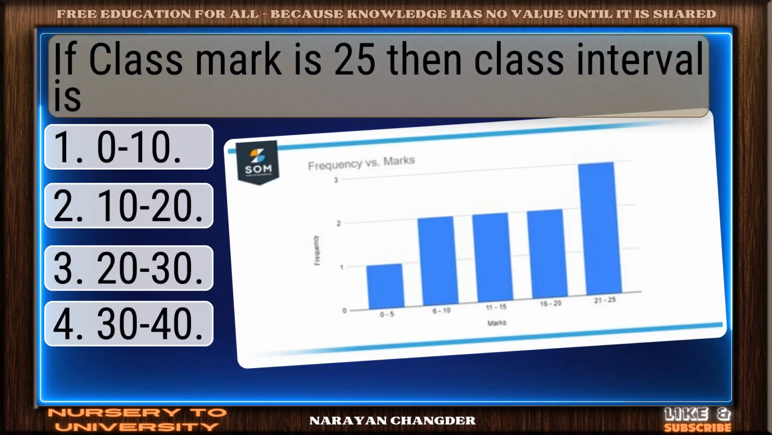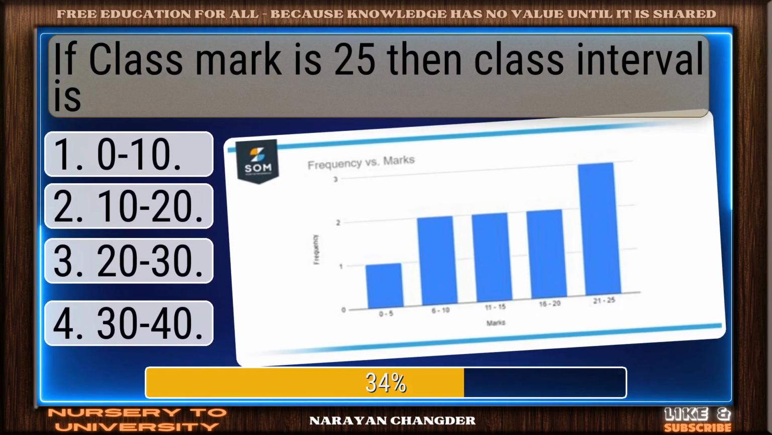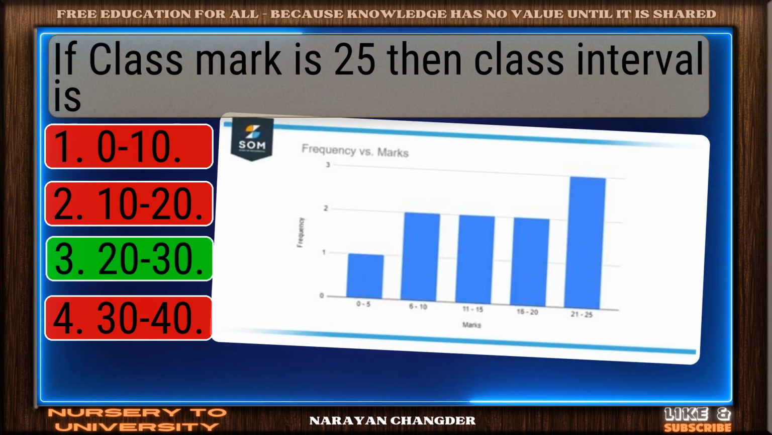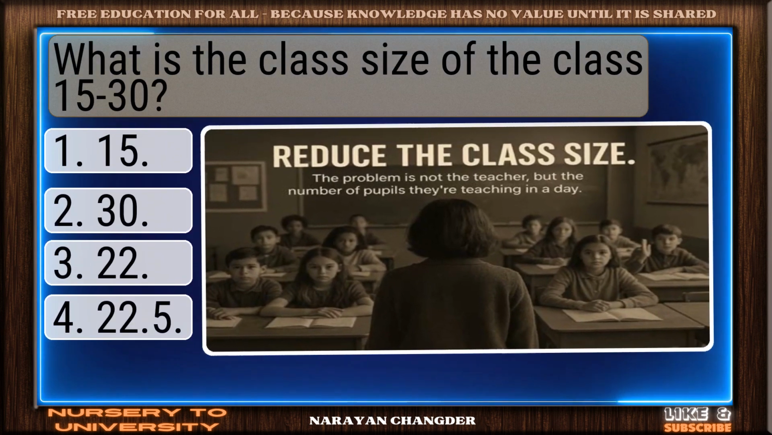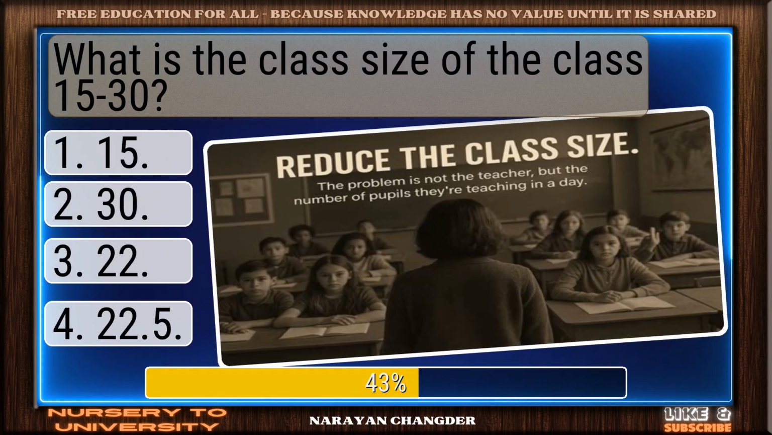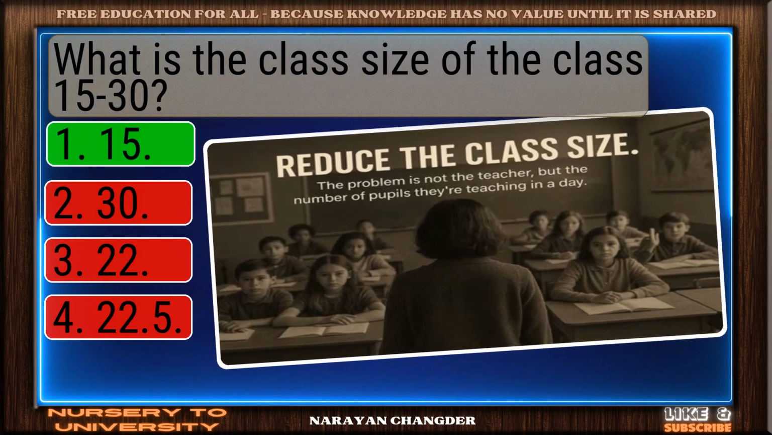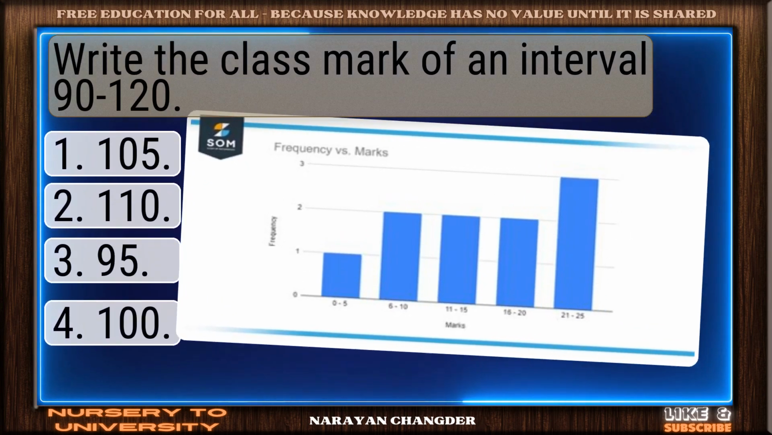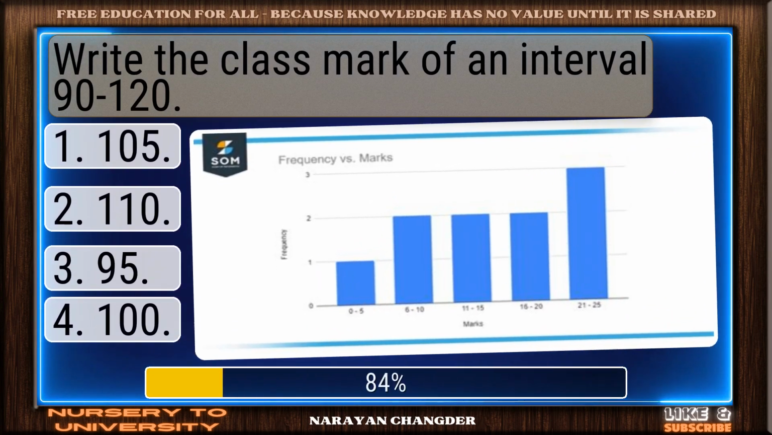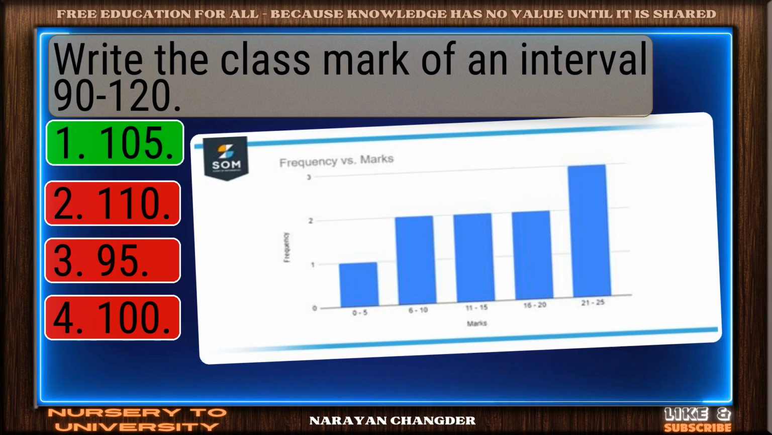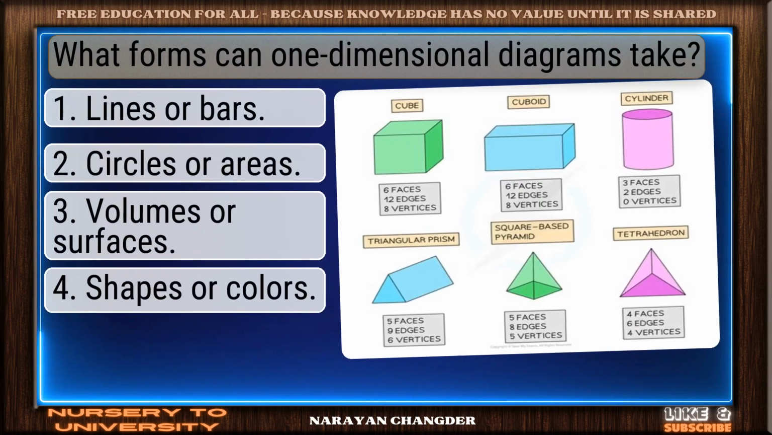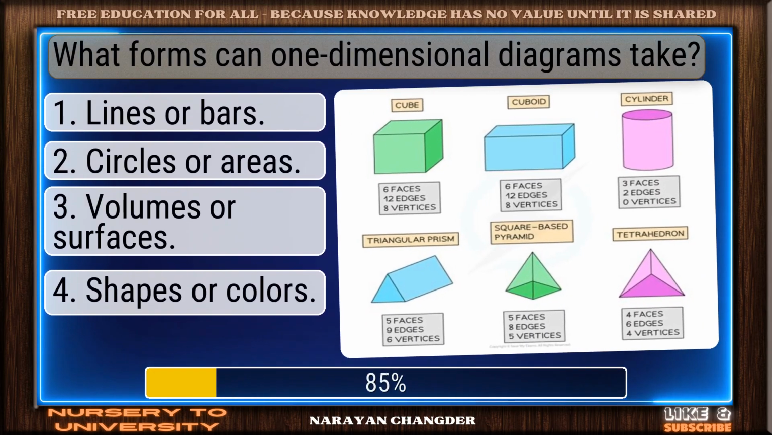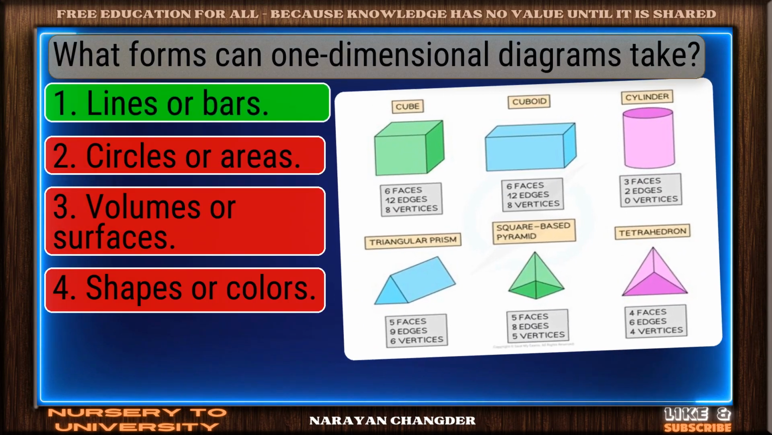If class mark is 25, then class interval is... Great thinking. 20-30 is right. What is the class size of the class 15-30? You chose 15. Correct. Write the class mark of an interval 91-20. Correct response. 105 is accurate. What forms can one-dimensional diagrams take? Well done. Lines or bars is right.